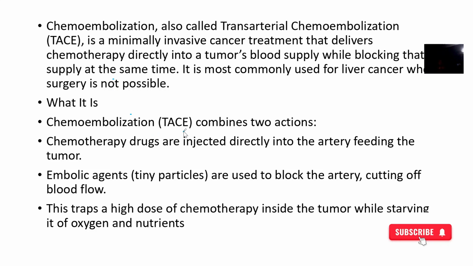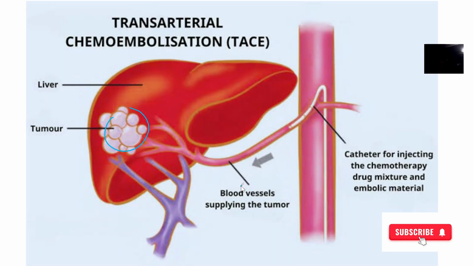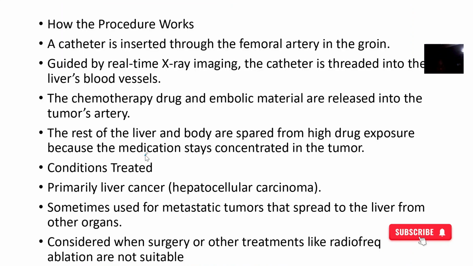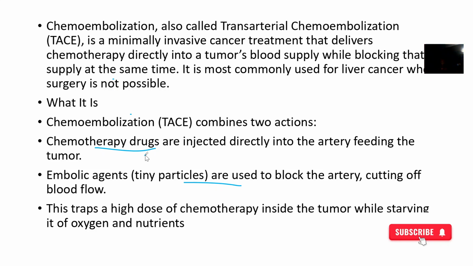So chemoembolization combines two actions. So chemotherapy drugs are injected directly into the artery feeding the tumor. You know, most of those tumors, they depend on a lot of blood supply for them to be able to be growing wildly like that, you know. So embolic agents are tiny particles that are used to block the artery. So this will now cut off the blood supply. Okay, I have seen this. These are the small tiny particles. You understand? So this traps a high dose of chemotherapy inside the tumor while starving it of what? Oxygen and nutrients. So it's two ways.